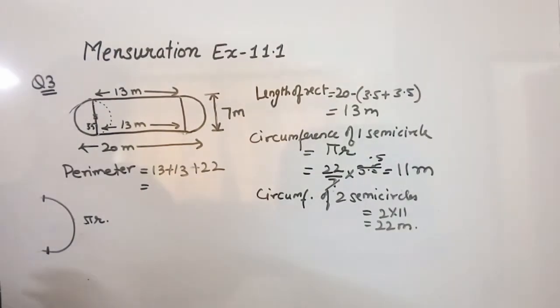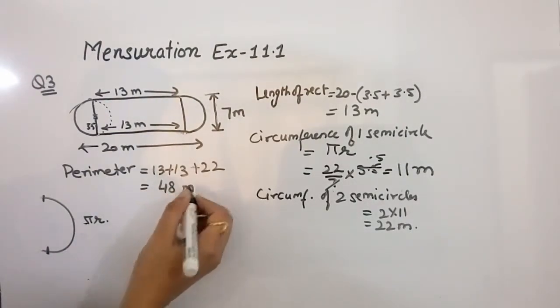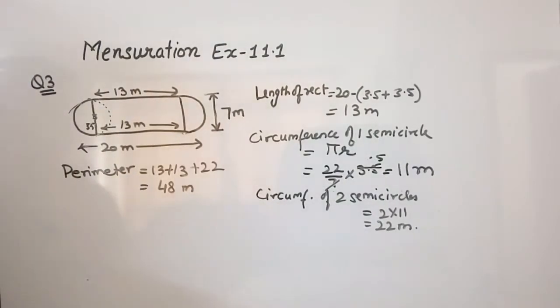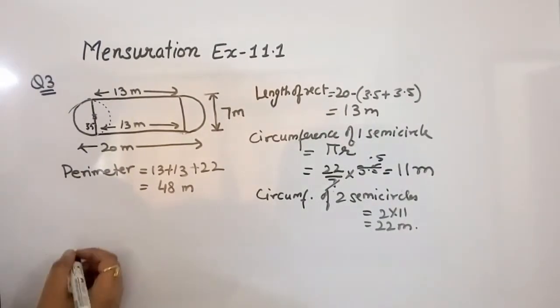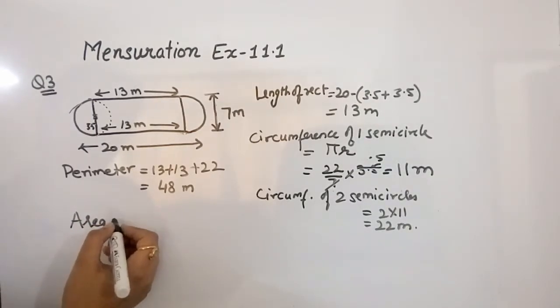This is 26 plus 22, which comes out to be 48 meters. So the perimeter is 48 meters. Now area of this garden.